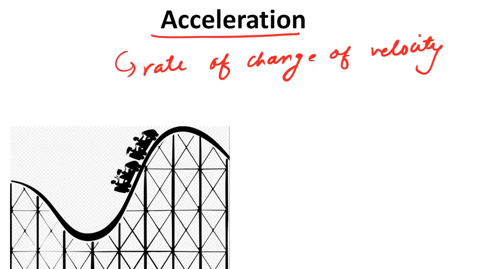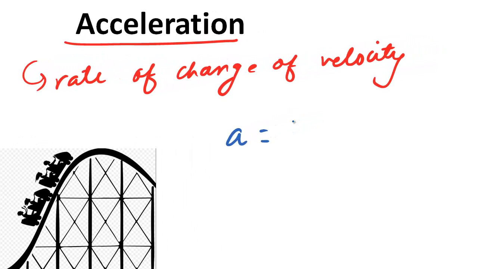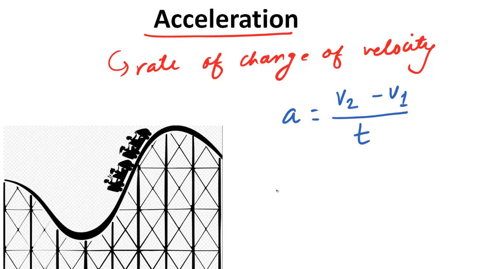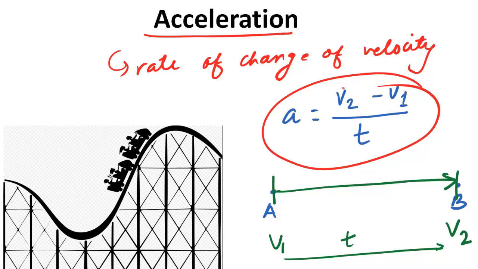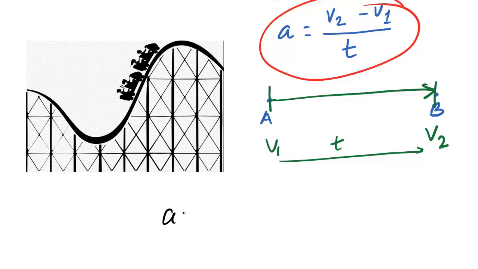Right? So we can say A, which is acceleration, equals V2 minus V1 over time. So let's imagine a scenario. Point A, point B, a body is traveling from here to here. Here its velocity was V1, here its velocity was V2. The time taken to change this velocity from here to here was T. So acceleration will come out to be V2 minus V1 over time taken. Rate of change of velocity. What will be the unit? The unit will simply be the unit of velocity, which is meter per second, over second. That is meter per second square.